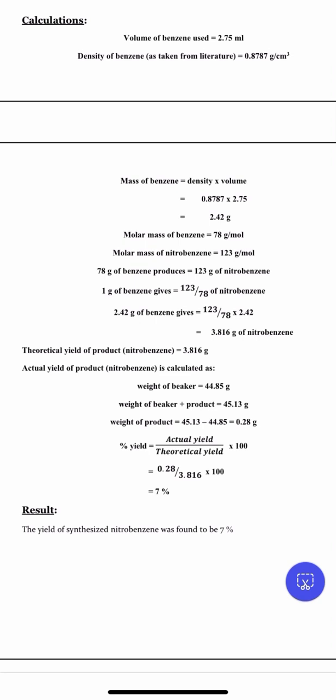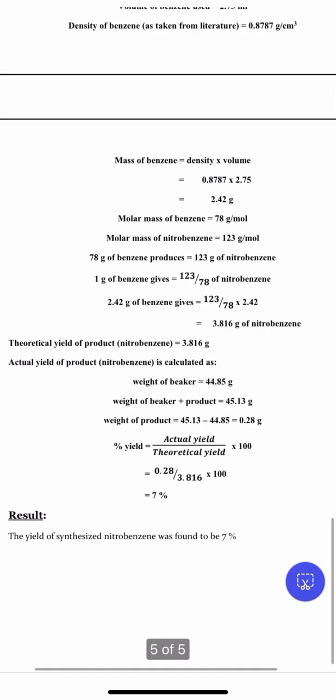Now for calculations, you need to know about the theoretical yield of the product and the actual yield of the product. For the theoretical yield, you need to know the mass of benzene. For this purpose, the volume of benzene used is given. The density of benzene you can take from literature, and you can calculate the mass of benzene using the formula of density. Density is equal to mass over volume. You can rearrange your values and calculate the mass of benzene. As we know from the chemical equation, 1 mole of benzene produces 1 mole of nitrobenzene, and we can use this information to calculate how many grams of benzene will produce how many grams of nitrobenzene.